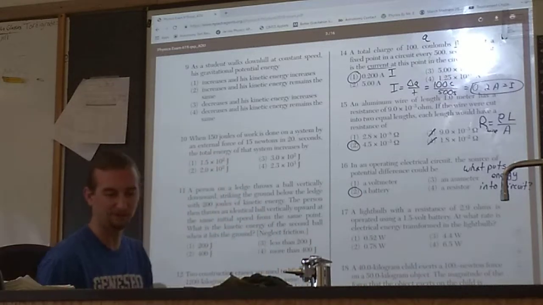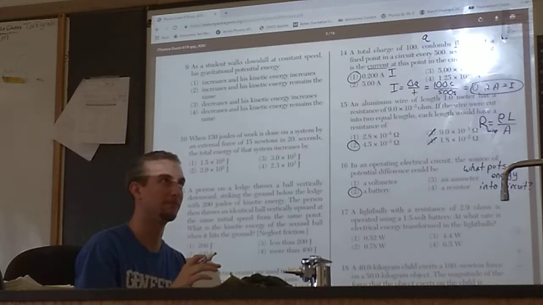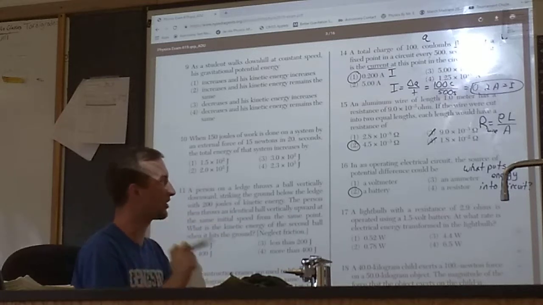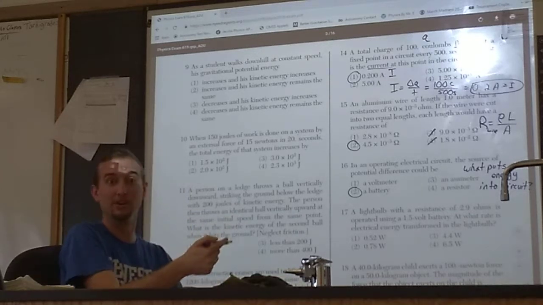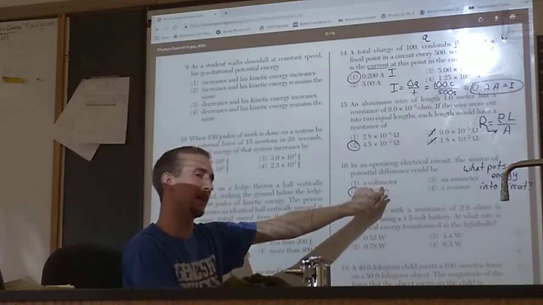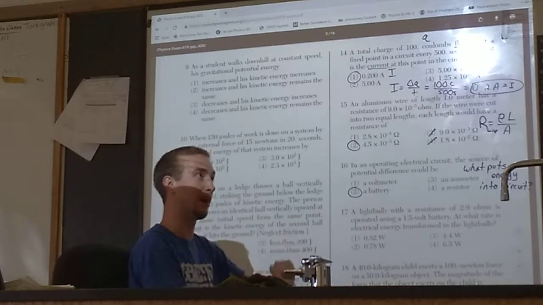Okay, this is pretty straightforward once you understand what it's asking. It's not asking where the electrons give up their energy. It's asking what gives them that energy that they carry with them in the first place. A voltmeter doesn't do that. A voltmeter just simply measures the potential difference. It's not the source of potential difference. It helps you measure it.